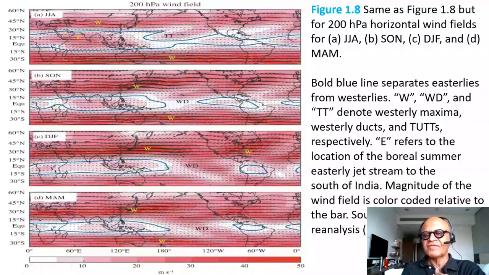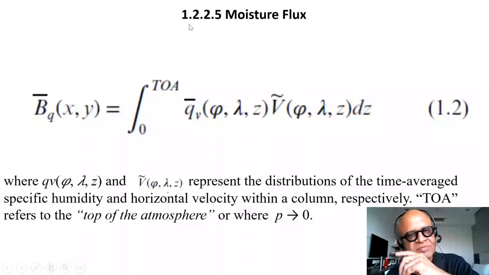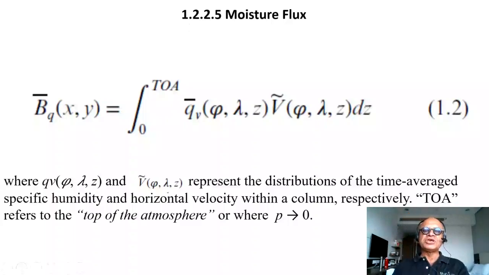Okay. Those are some of the points one could take from these. It'll make more sense when we look at the vertical and zonal and meridional circulations. The other critical thing we have to worry about in the atmosphere is the moisture flux. This is the main way in which energy gets moved from low latitudes to high latitudes.